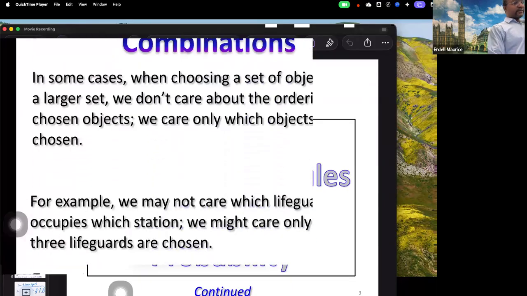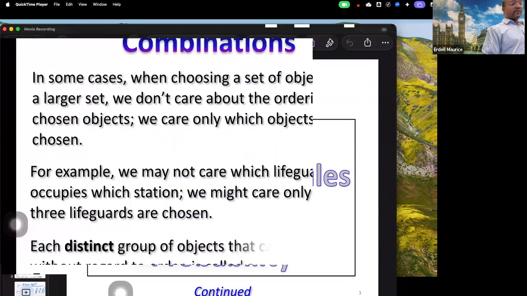All right, so that takes us into our next group right here, and that is combinations. Sometimes we do not care about the order, we just care about the number of groups that we can create. For example, we may not care about which lifeguard occupies the station. We might only care that 3 lifeguards are chosen. Each distinct group of objects that can be selected without regard of order is called a combination.